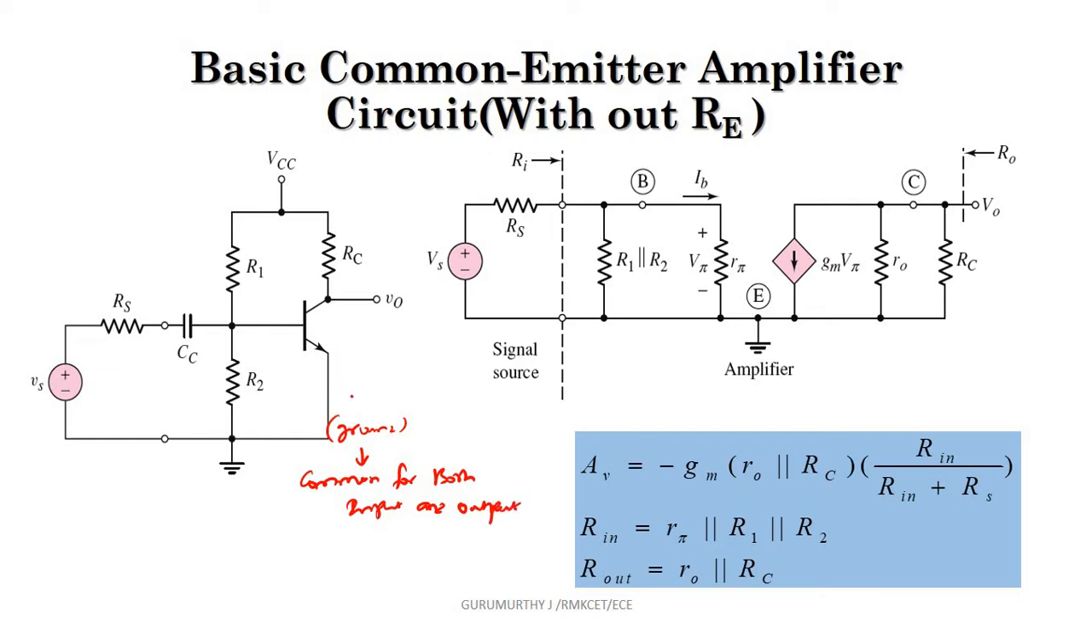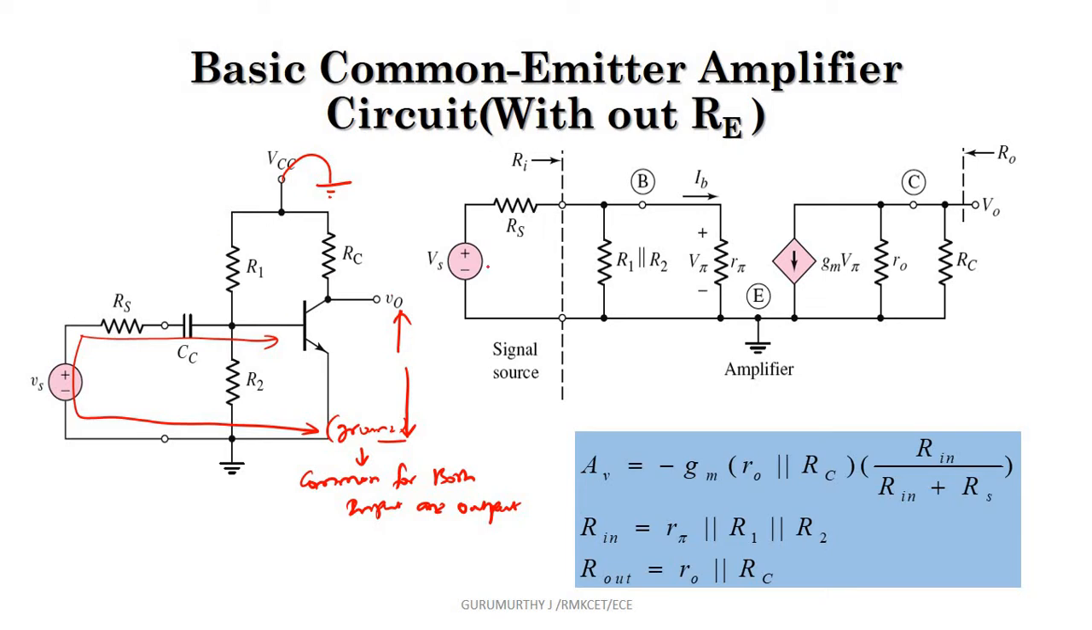So it is the common terminal. When you take output, it is taken across collector and emitter. When you apply input, it is applied across base with respect to emitter. That's why it is called a common emitter amplifier. And when we do the AC analysis, DC should be made equal to 0. DC has been made equal to 0.